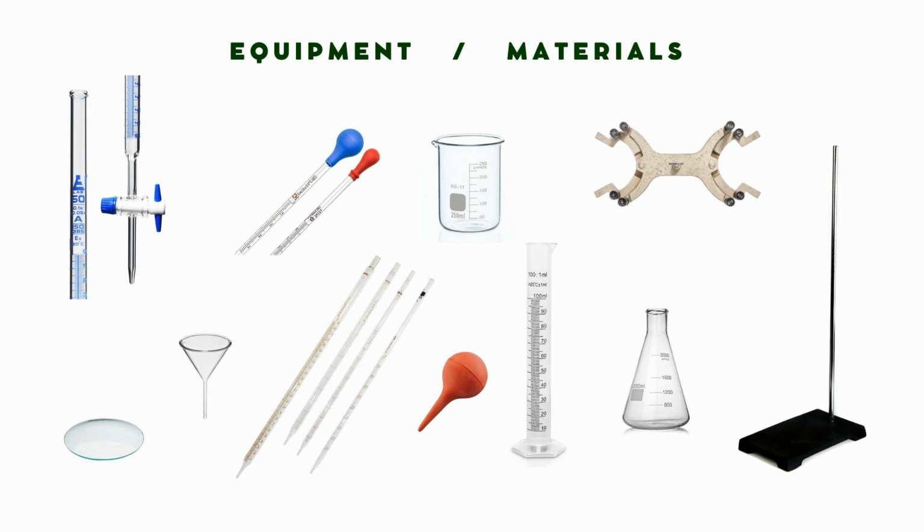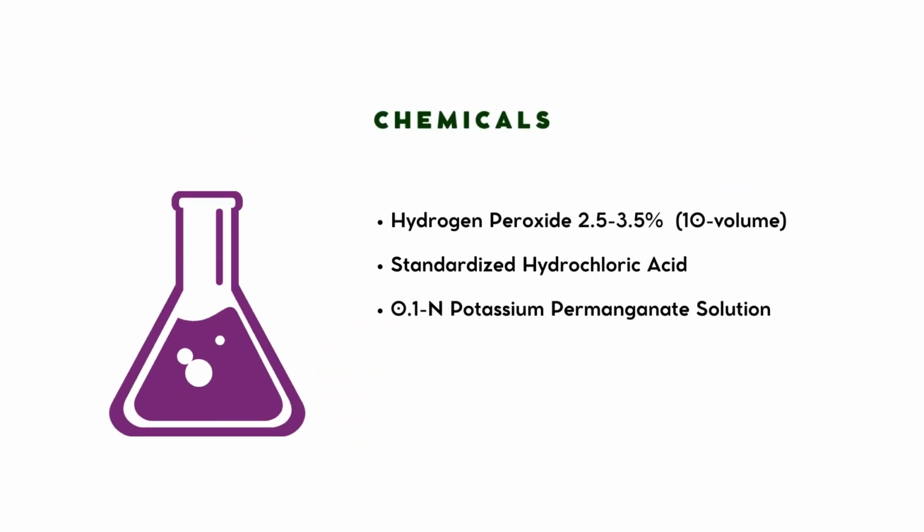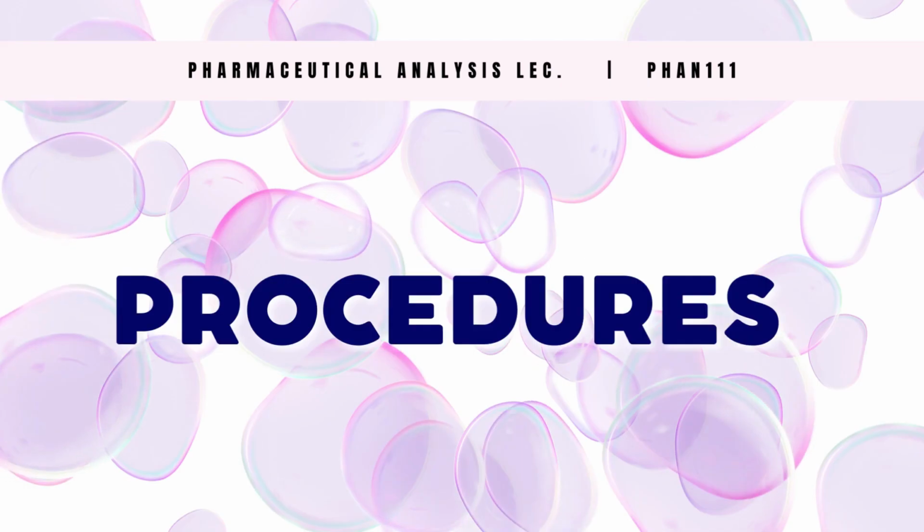We will need an acid burette, a watch glass, graduated cylinder, Erlenmeyer flask, burette clamp, an iron stand, pipettes and a rubber aspirator, beaker, glass funnel, and droppers. The chemicals used in this experiment are hydrogen peroxide, which will act as the analyte, standardized 0.9089 normal hydrochloric acid, and standardized 0.1 normal potassium permanganate as the volumetric solution.